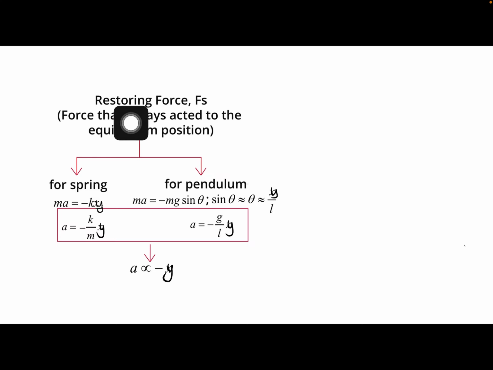As an object oscillates, we do have a restoring force, the force that will attract the object to the equilibrium position. So this restoring force always acts towards the equilibrium position. We do have two cases. The first one is for spring and the next one for pendulum. So the restoring force is equal to negative ky for spring. And then for pendulum, we do have negative mg sine theta. The net force is equal to ma. So when we make an equation, a will be equal to negative ky over m for spring, and a is equal to negative gy over L for pendulum.